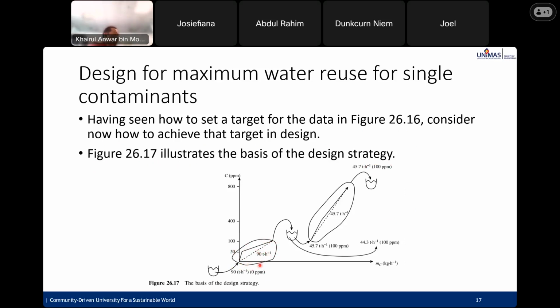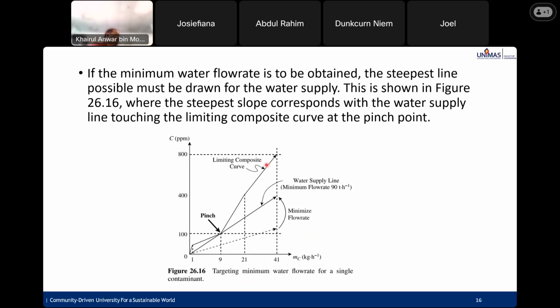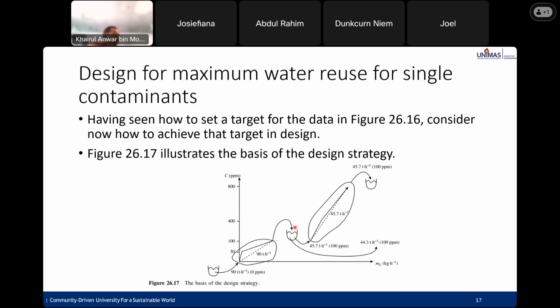90. So you have two parts of the composite curve. First part is below the pinch. Second part is after the pinch. So from 90 goes here. From here, this is the pinch point. From the pinch point, only 45.7 ton per hour goes after the pinch, while the rest goes straight to the water treatment.